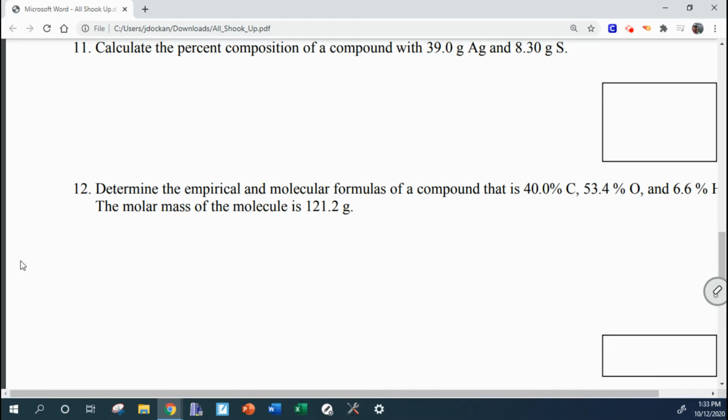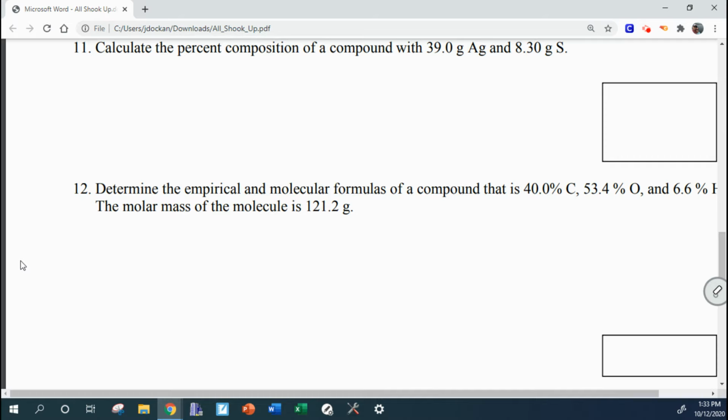Okay, this is part 3. We're going to go ahead and finish off with 11, 12, and question 13. Question 11 is another percent composition. The compound is 39.0 grams of silver and 8.30 grams of sulfur. So in this case, what we need to do is find ourselves a total mass, and we're going to divide the total mass by the part that is given to us.